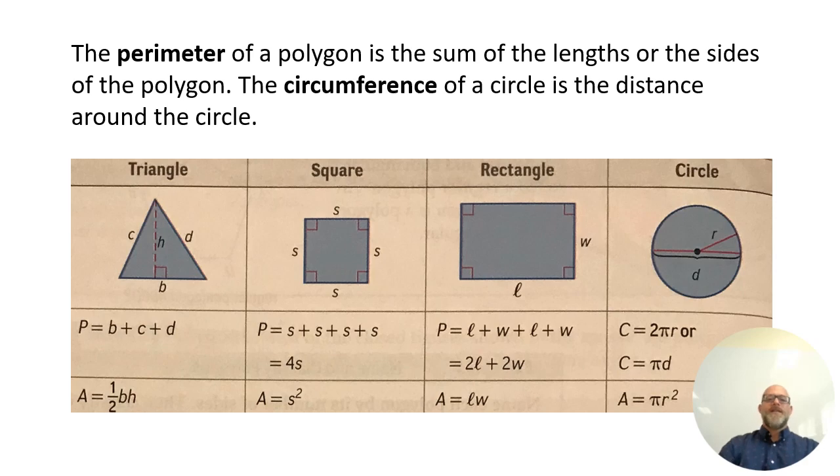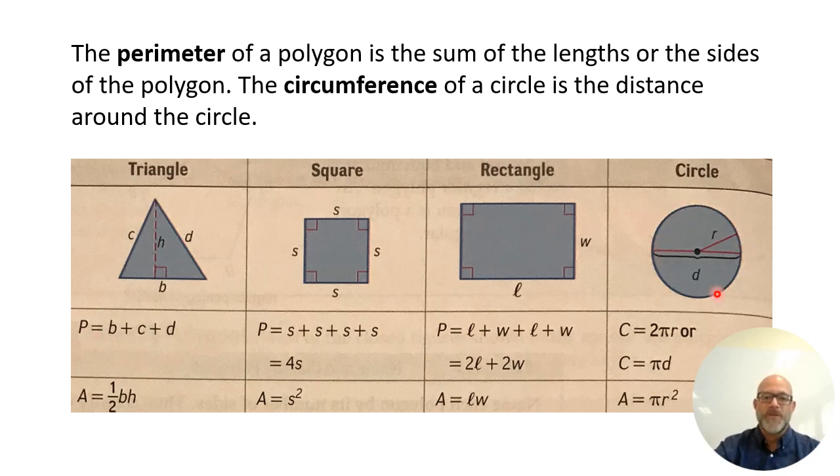All right, we have to know how to take the perimeter of a polygon. The perimeter of a polygon is the sum of the lengths of the sides of the polygon. The circumference of a circle is the distance around the circle. The length of the outer portion of the triangle is its perimeter, the outer portion of the square is its perimeter. The outer portion of the circle is called its circumference, which is its perimeter, but because the circle is not a polygon, it's got a different term called circumference.